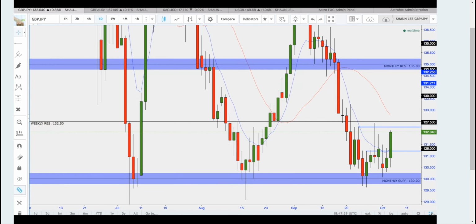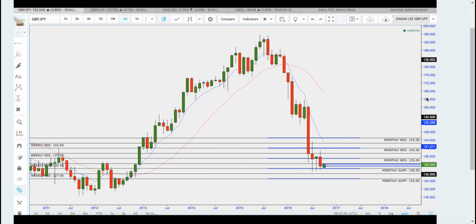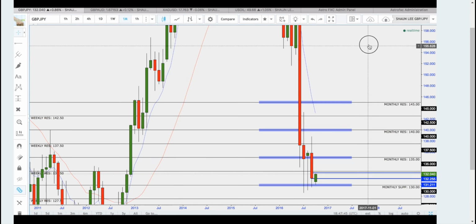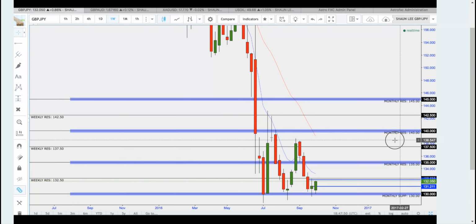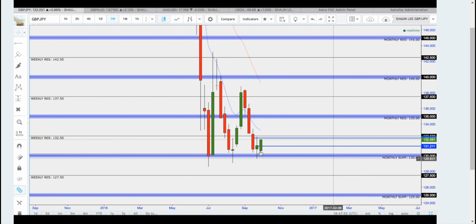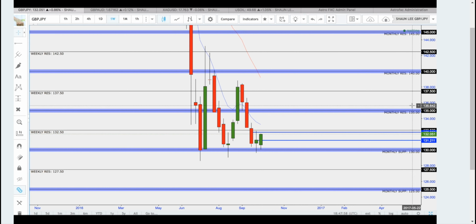So monthly. On the monthly, mine are a little bit thick. I do have to make these a little bit smaller, however, that's not the concern right now. As you can see, we are finding support at 130. And what I've done with the pound pairs is I've stuck to the 500 pip ranges. So my first one was 130, then I had 135. So 500 pips apart, guys.